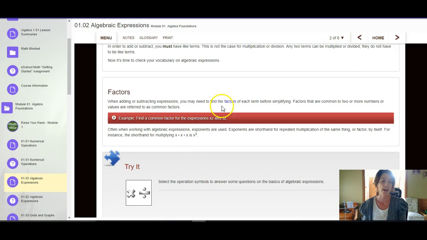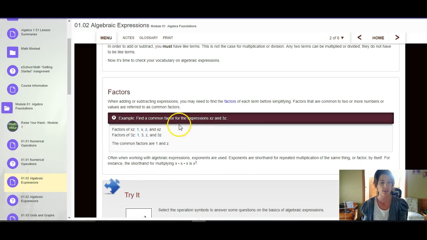Then they talk about factors. So again, do you understand what a factor is? Reading through that: when adding or subtracting expressions, you may need to find factors of each term before simplifying. Factors that are common to two or more numbers or values are referred to as common factors. So being able to find the factors of that.